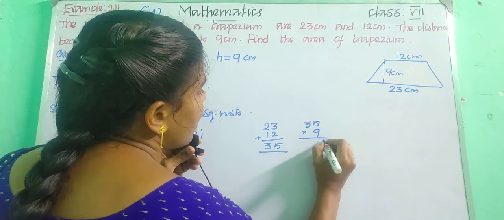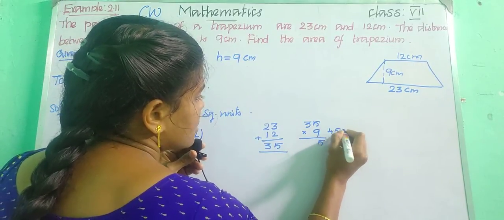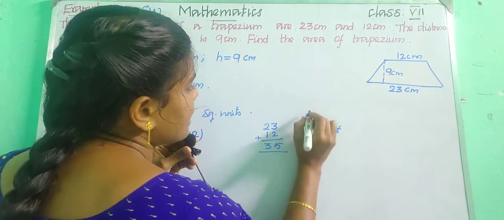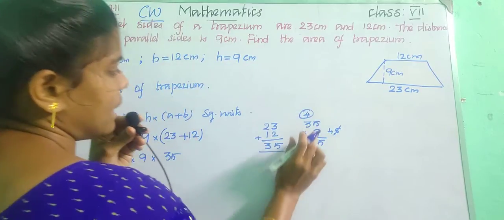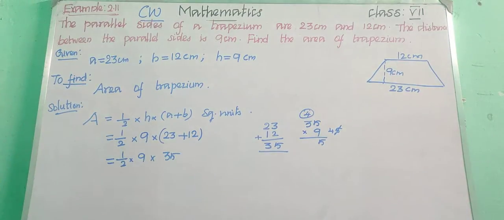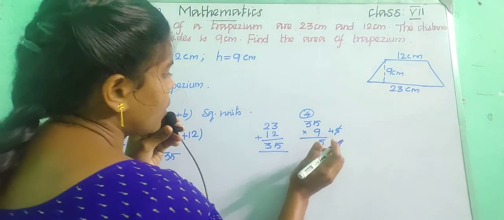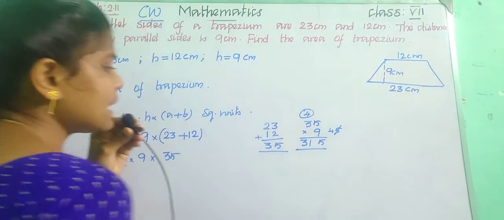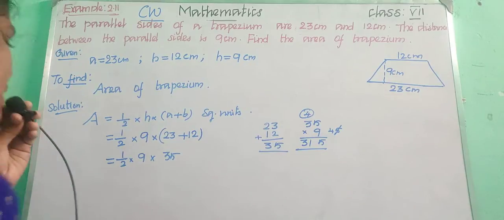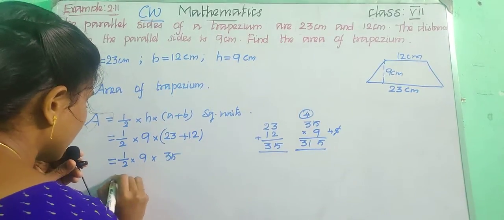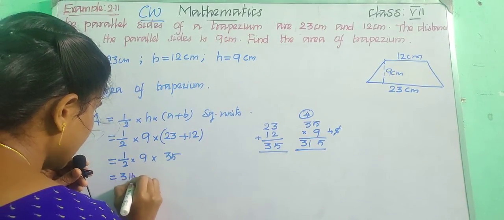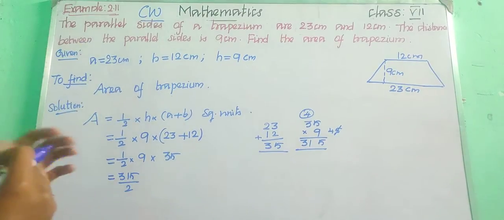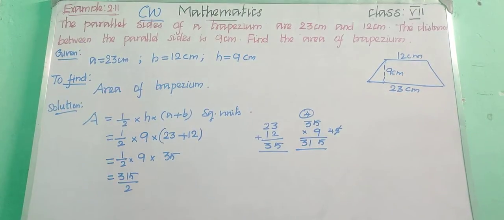9 5s are 45. So cut the units place, put the units place here and write 4 as the carry. 9 3s are 27. 27 plus 4, 31. So 315 is the answer. Okay children, so what we got? 315 by 2. Here we are having half, right? So denominator 2 is there.